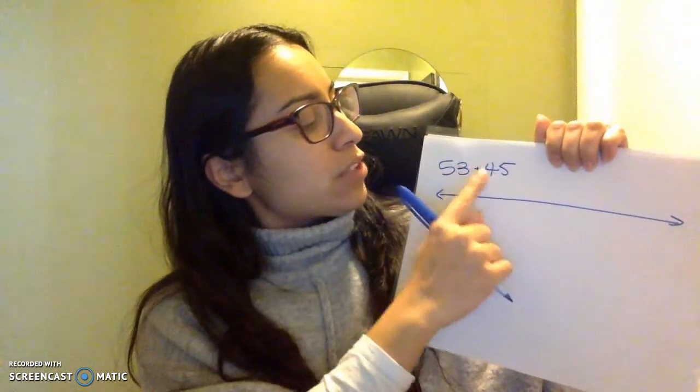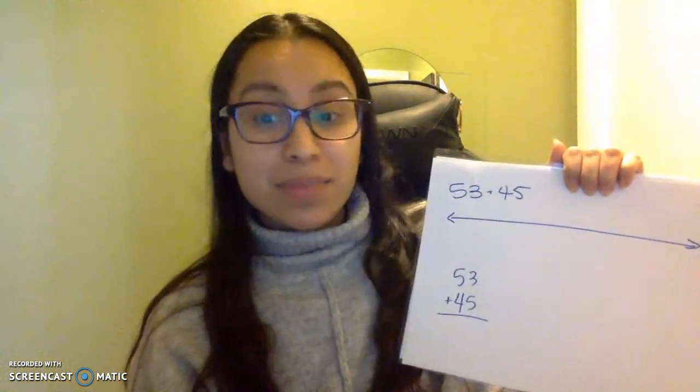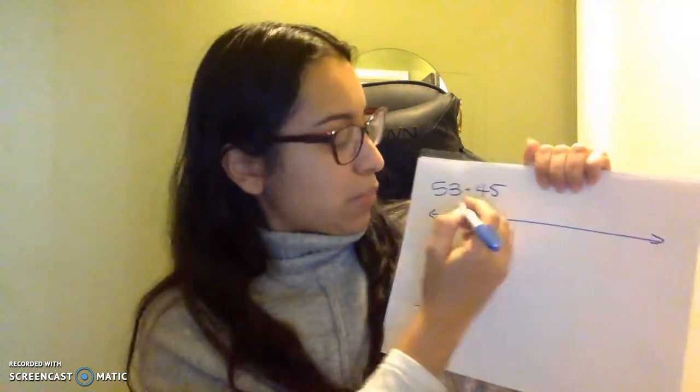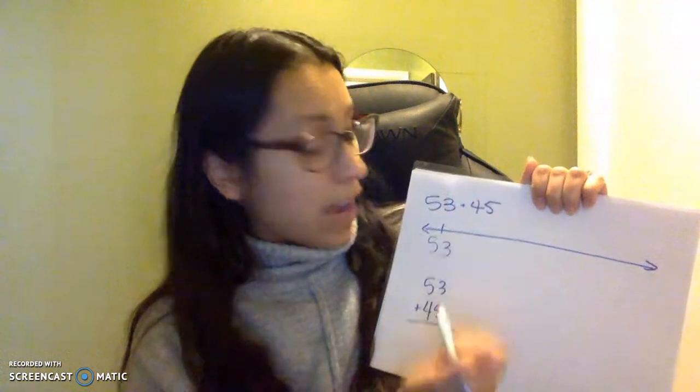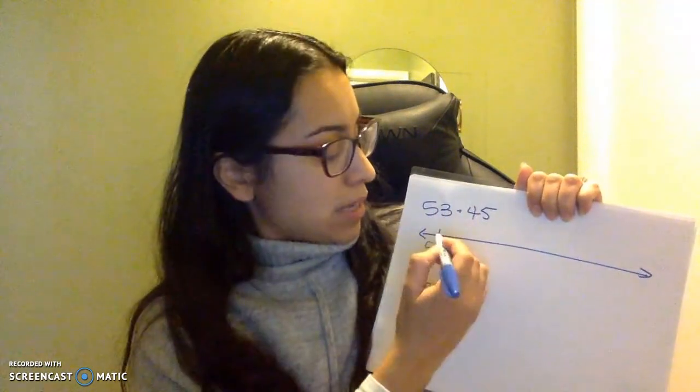I have 53 plus 45. The first thing that I'm going to do is pick the biggest number. 53 is the biggest number. So I'm going to write down 53. The next thing that we're going to do is use our skip counting by tens and ones to help us. We want 45. So I'm going to start by counting by tens.